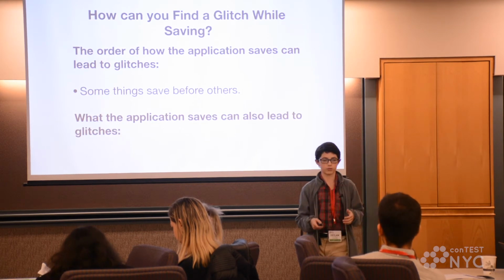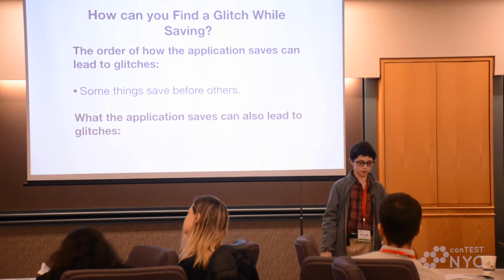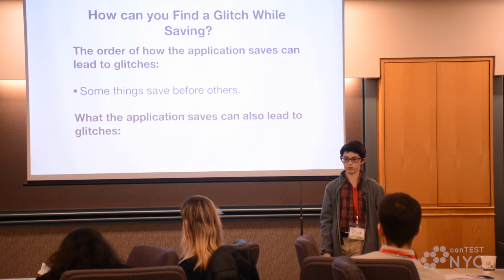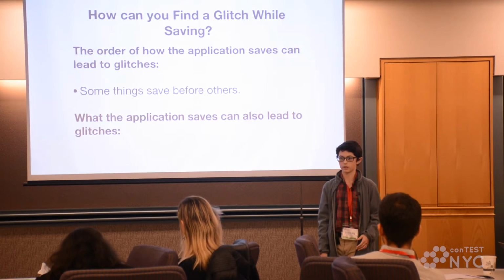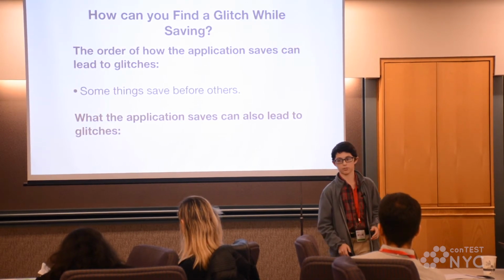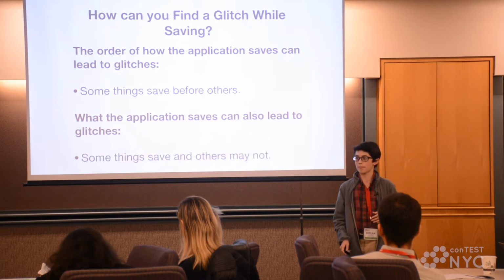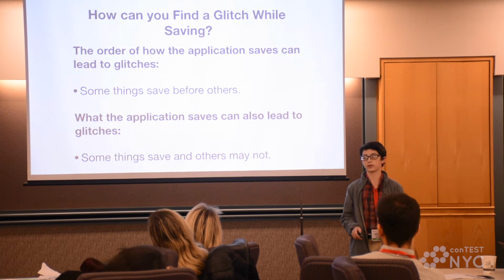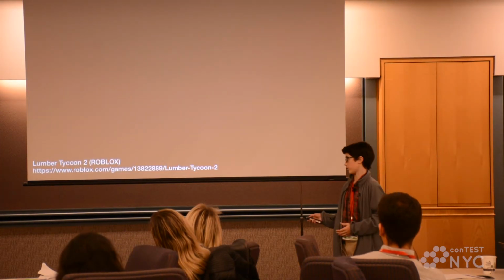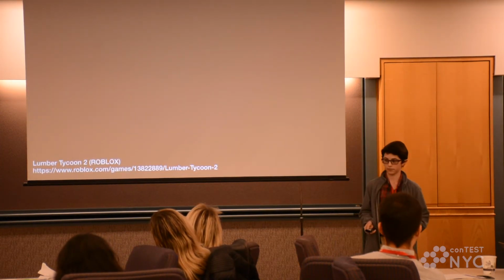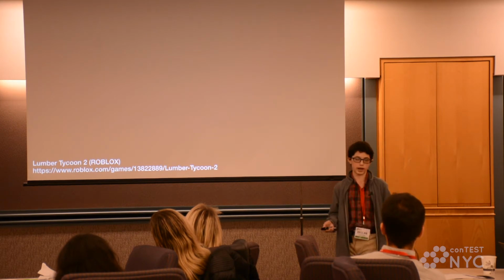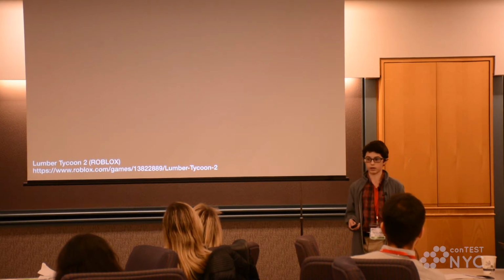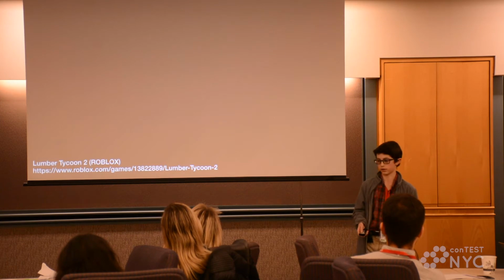But also, it's what the application saves. So maybe when I press save, it only saves my character and that's on purpose. Or maybe it only saves the world and that's on purpose. So some things save and others may not. That leads to one of my favorite glitches, which is on another Roblox game, Lumber Tycoon 2. In the game, you just get axes, you chop wood, and you make money. And then you repeat the process a billion times.